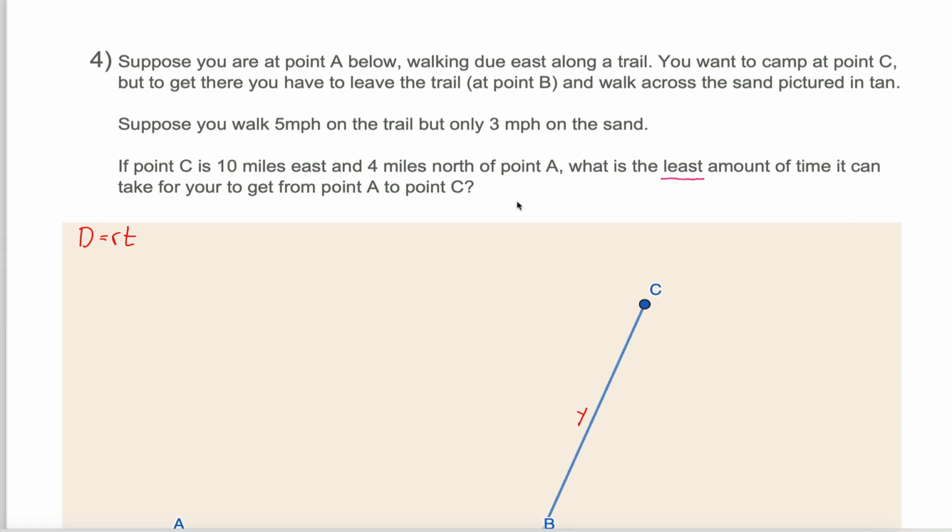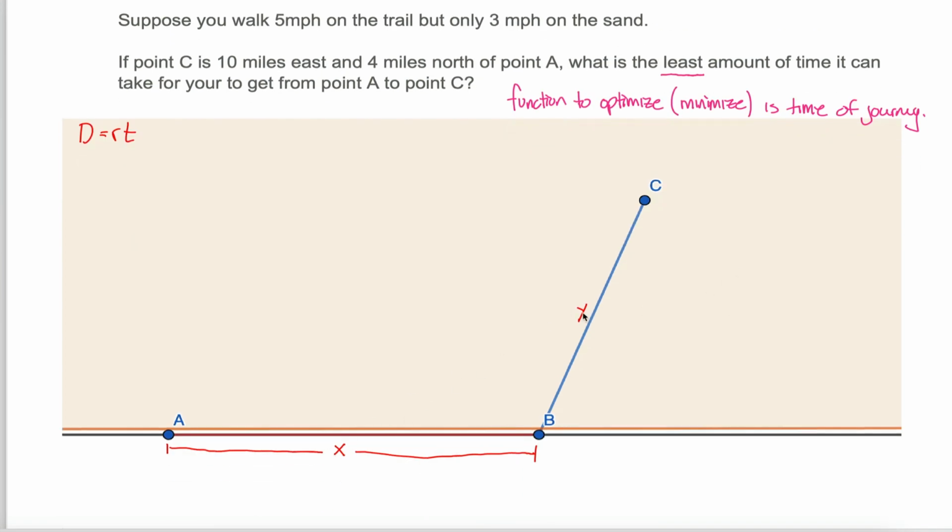So in this case, the function that we want to optimize, because we see the word "least," we know that optimize means minimize in this case, is the time of our journey. We have these two different variables, the letter x and the letter y, and our goal is to be able to write this function in terms of those two variables, x and y. And that's not easy at all, but I think it's possible.